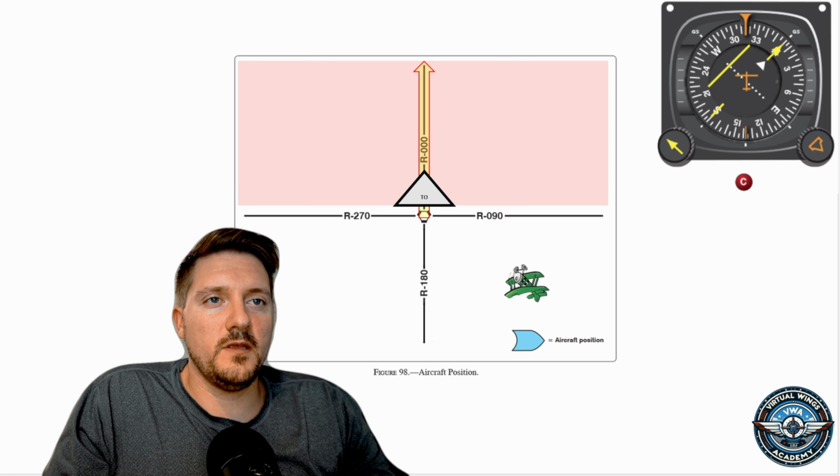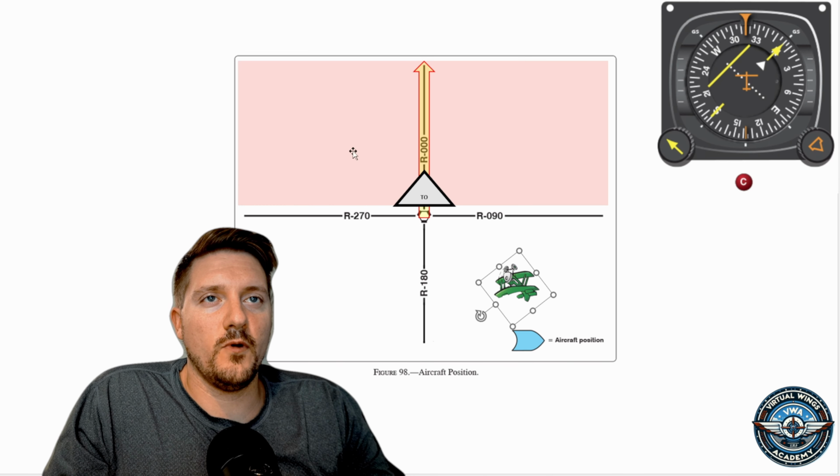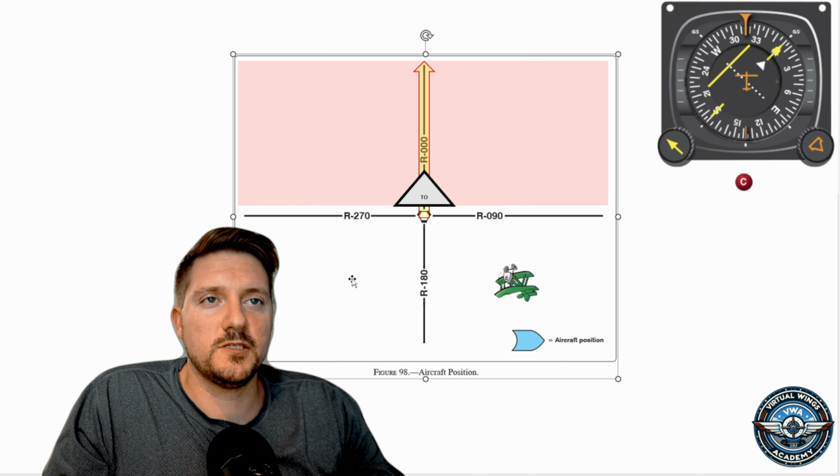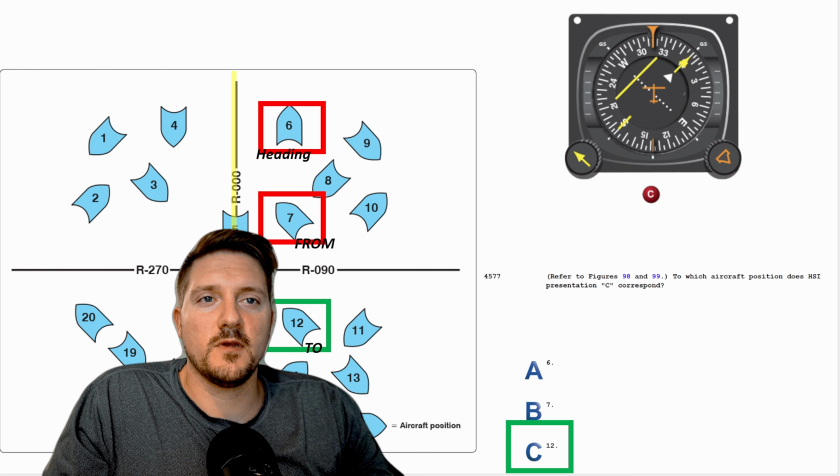So we're looking for one of these little ship looking position markers that's in this quadrant and pointing this direction. So do we have any that match that? Yeah, it looks like 12. So I'm going to say answer 12. Let's see if that's right. Yep, that one's right. Answer 12.